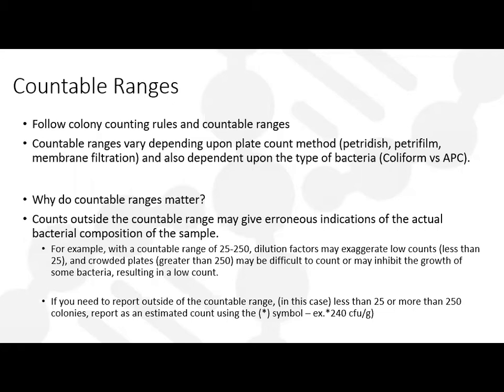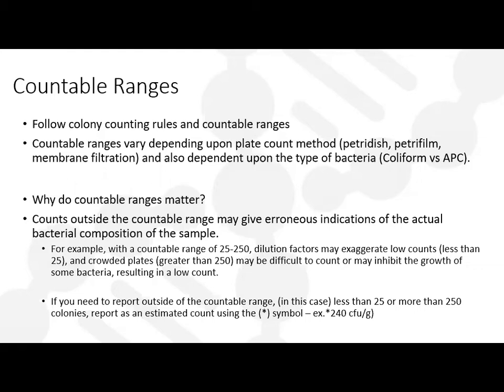So why do these countable ranges matter? Why do we have them? Counts outside of the specified countable range might give you an erroneous indication of the actual bacterial composition of the sample. For example, if we've got a countable range of 25 to 250, dilution factors might exaggerate those low counts, those counts that are less than 25. And if you've got a crowded plate that's greater than 250, it might be difficult to count, and it might inhibit the growth of some bacteria, resulting in a low count and not as accurate a count.